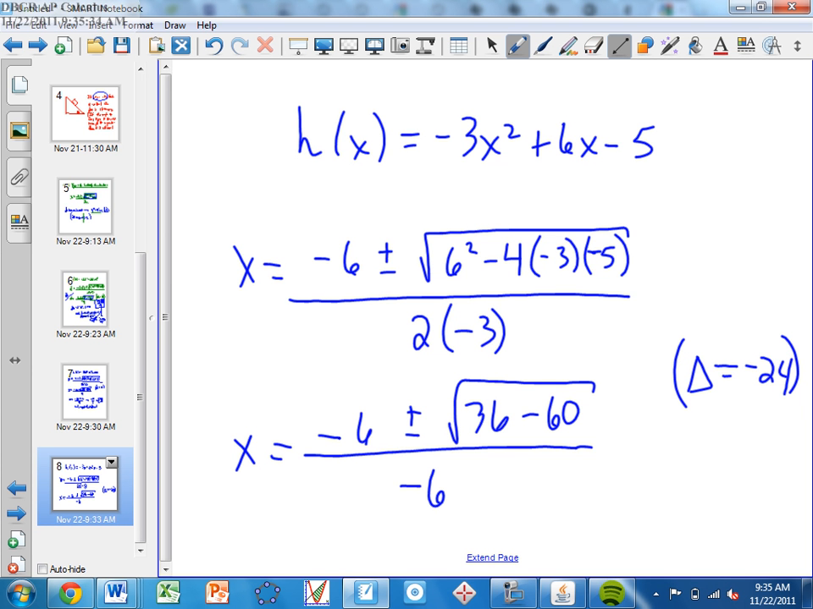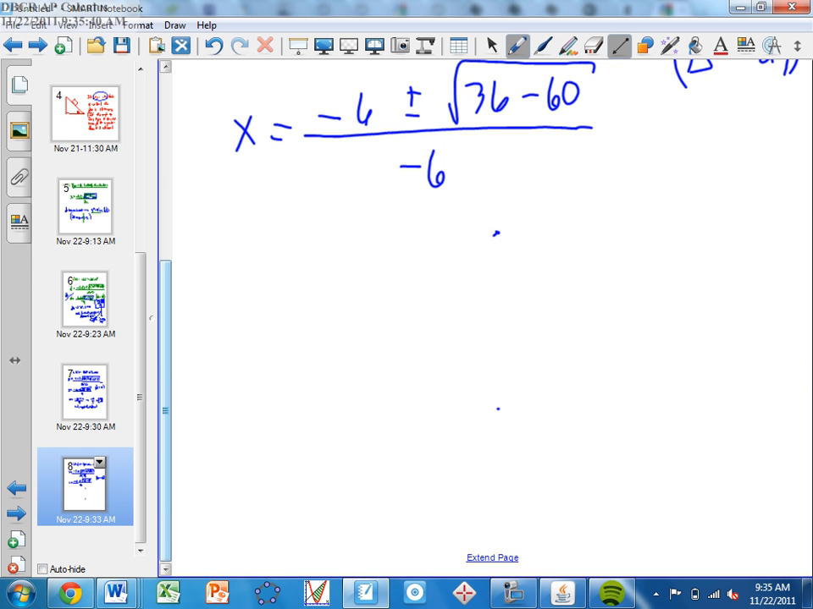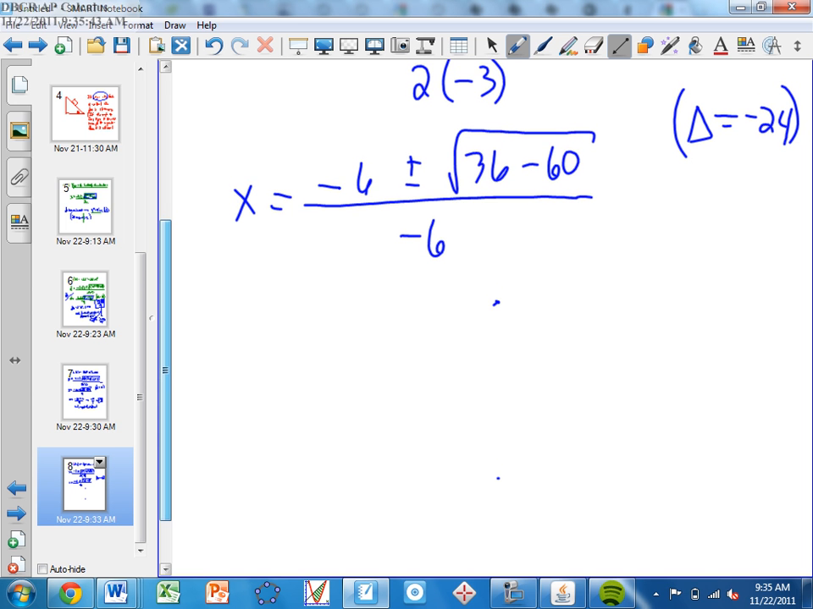Okay, and our two roots, let's go through this process still, because this one is one we haven't done yet. Yes, sir? Don't those cancel each other out, negative 6 and negative 6? Yes, we're going to do that. That's what we're going to do next. So here, let's continue. X equals negative 6 plus or minus the square root of negative 24 all over negative 6.